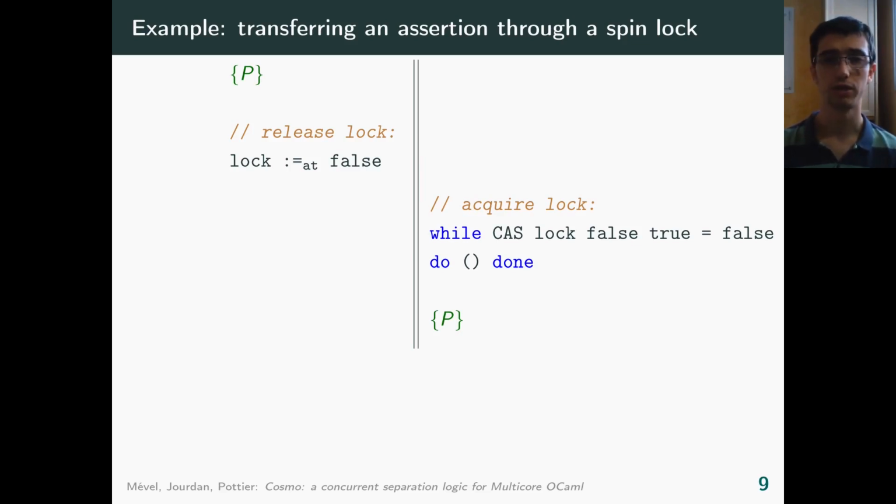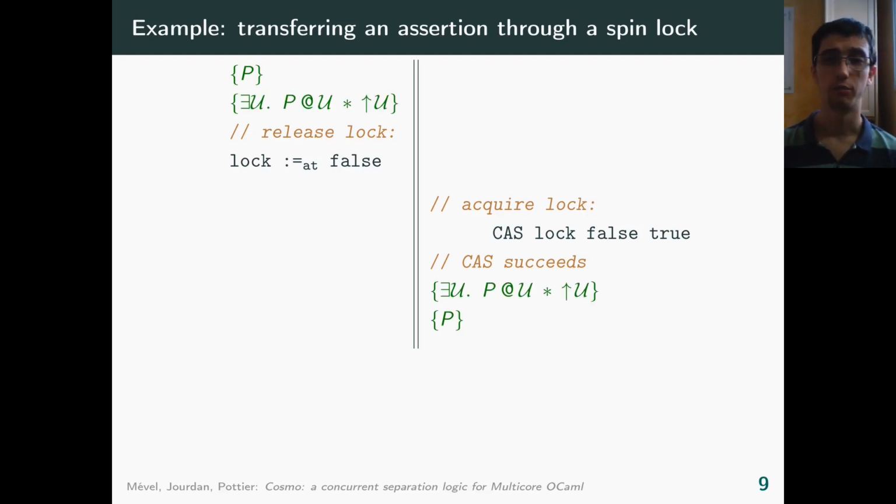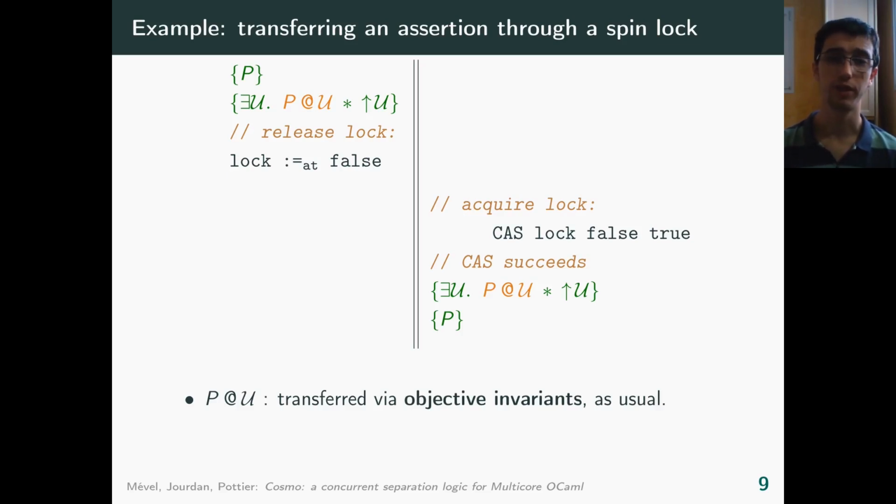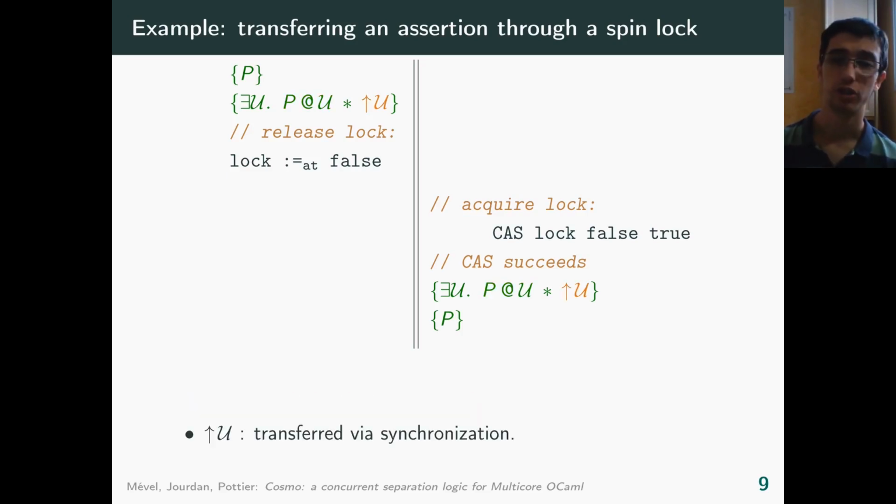To see how that works, let's consider only the concurrent set operation that succeeds, because that's when the transfer happens. As we've seen, we decompose P into an objective part and a subjective part so that we can transfer each part. The first part, P at U, is objective, so it can be transferred using an invariant as usual, so we get rid of it. So now we are down to the problem of transferring a view assertion. As I said before, we need some form of synchronization here.